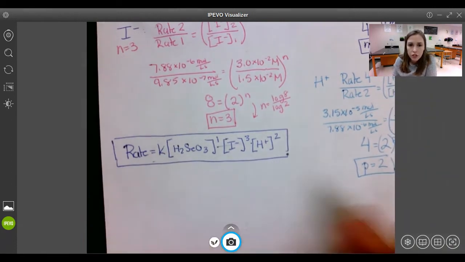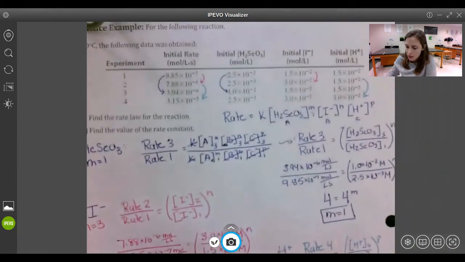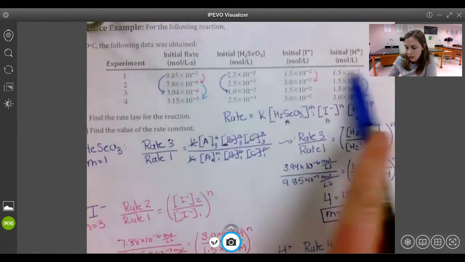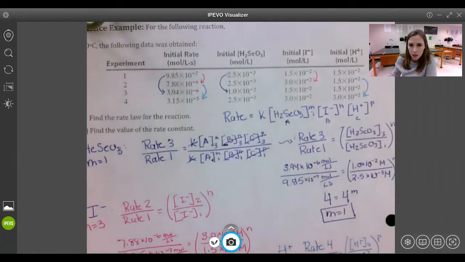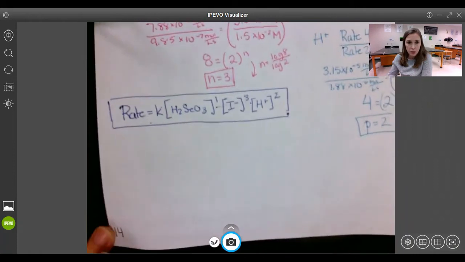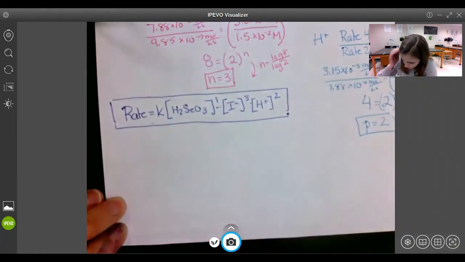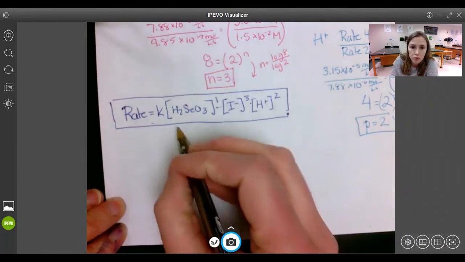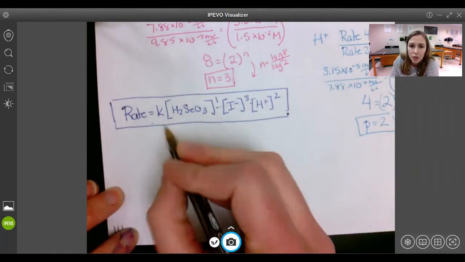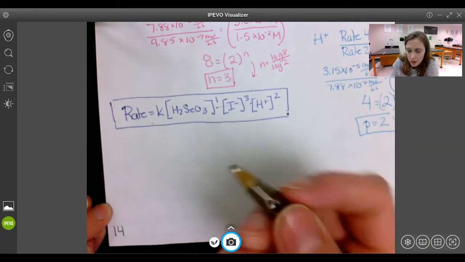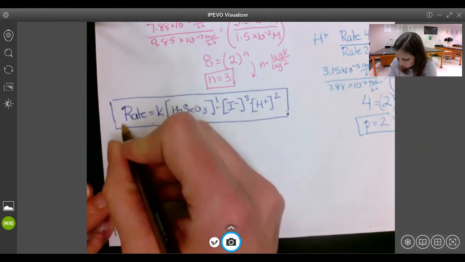So once you have your rate law, you're just going to pick any of these experiments and use its initial rate and then the concentrations for that experiment and plug it all in. I almost always just pick the first one because it's the top one. So I am going to just simply plug this all in. Now I'm looking for the rate constant. So you can rearrange this ahead of time if you want, but I'm just going to set it up like this because most of you guys are going to do it this way.